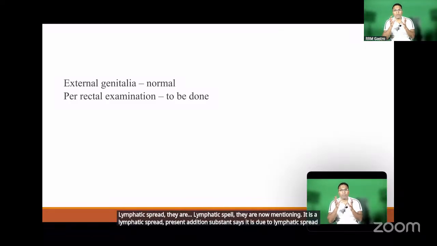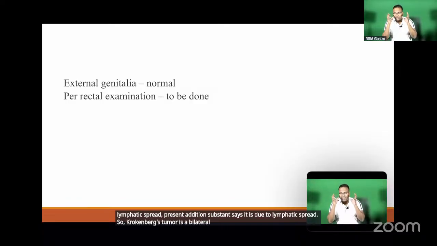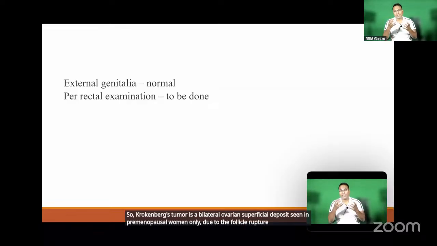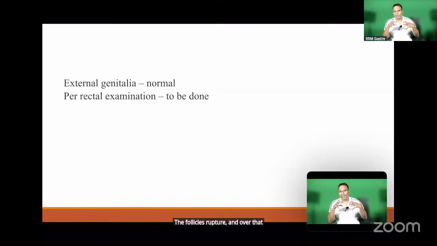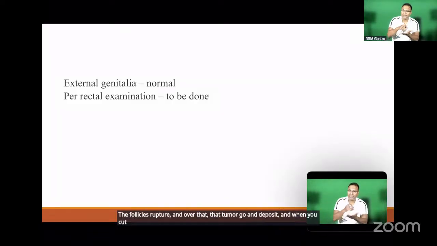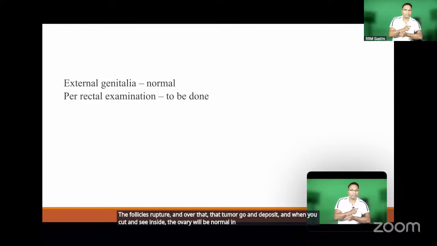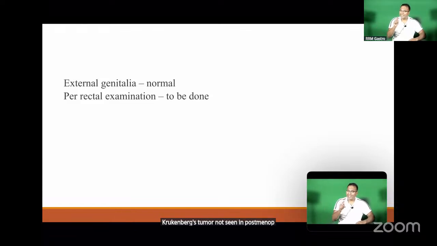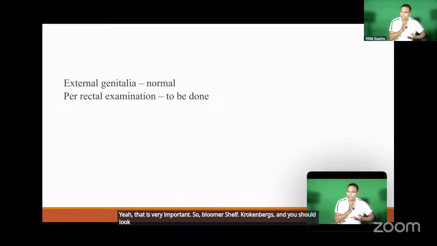So Krukenberg's tumor is a bilateral ovarian superficial deposit seen in premenopausal women only, due to the follicle rupture during ovulation time. The follicles rupture and over that the tumor goes and deposits, and when you cut and see inside, the ovary will be normal. Krukenberg's tumor is not seen in postmenopausal women. It is seen only in premenopausal women. That is very important. So Blumer's shelf, Krukenberg's, and you should look for Sister Mary Joseph nodule.